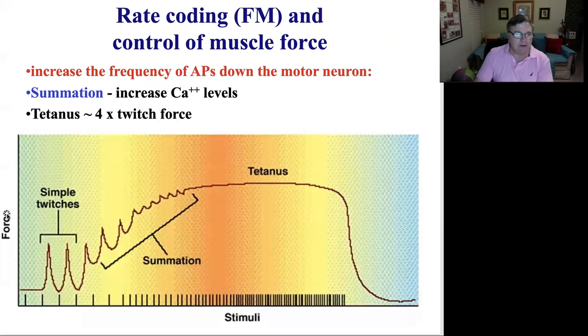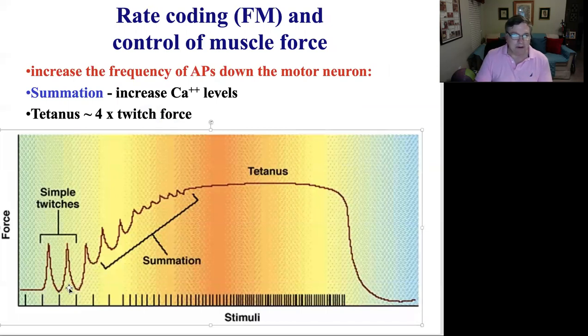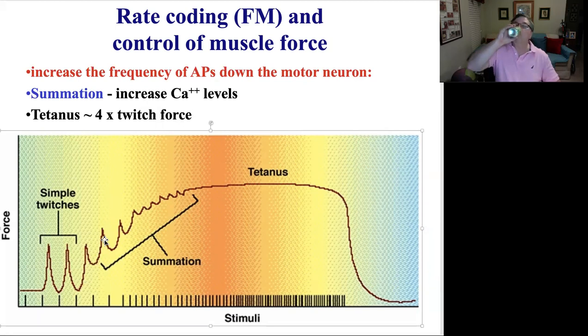And this is force on the y-axis, but it could be calcium. So when there's an individual twitch, there's an increase in calcium and therefore force. And then there's a calcium ATPase pump in the sarcoplasmic reticulum. It pumps calcium back into the SR, and then levels go back to normal, and so does the force. They are absolutely linked together. When we get an increase in frequency of action potentials, then before the calcium ATPase pump in the SR can get the calcium back, you see an increase in the amount of force due to the increase in the amount of calcium that we see in the muscle.